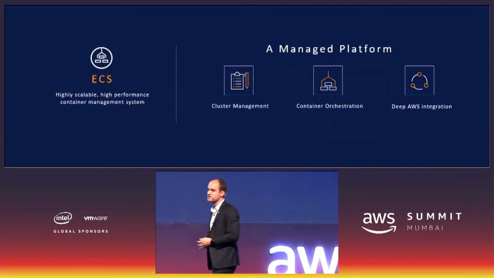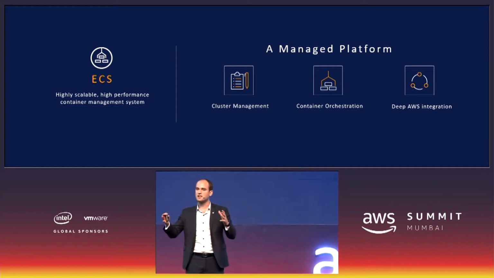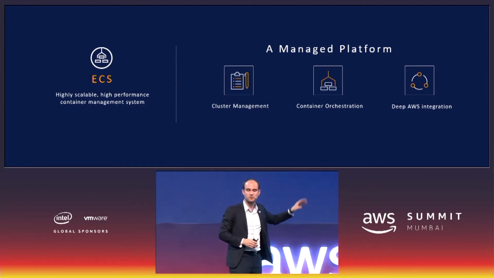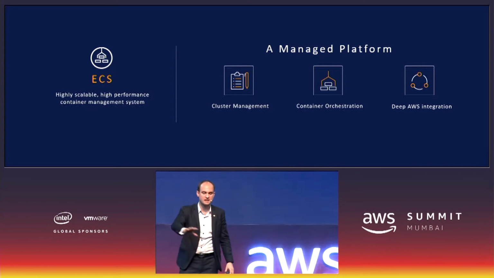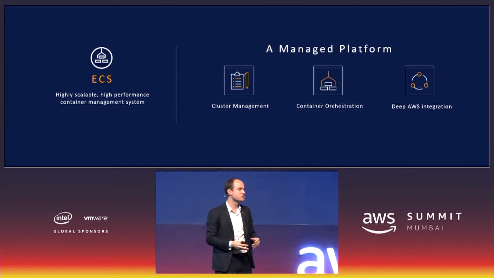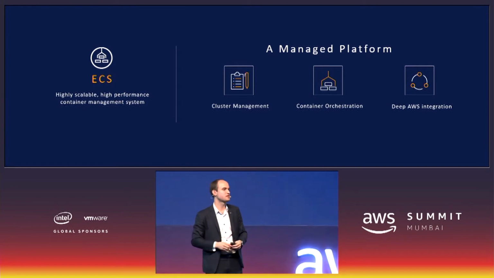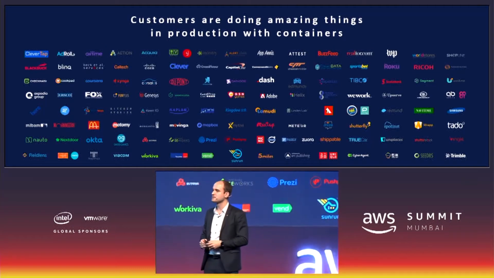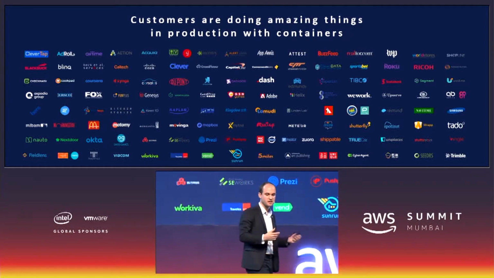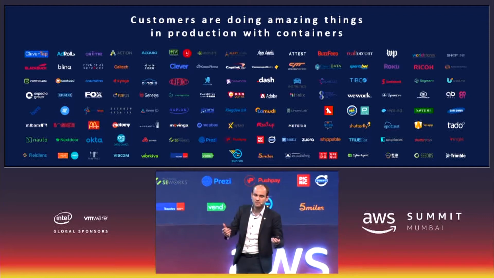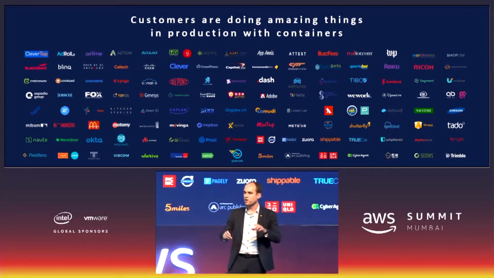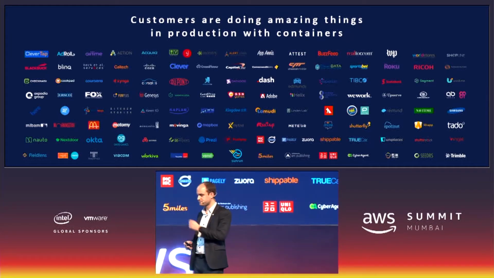And we have services such as the Elastic Container Service that gives you a fully managed and highly scalable container management system. You don't need to worry about your cluster, how you manage it. You don't need to worry about the scheduling of your containers, how to orchestrate this. And of course, there is deep integration into all the other AWS services: security services, networking services, load balancing services, etc. A lot of our customers are doing amazing things in production with containers. No matter if it's AdRoll or BuzzFeed or Meetup or Dash, all of these companies are using ECS to move faster and not focus on managing their clusters.